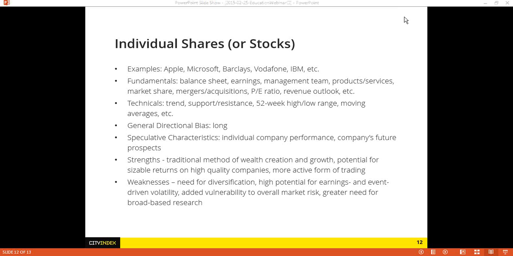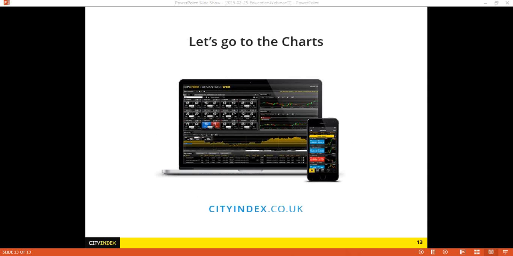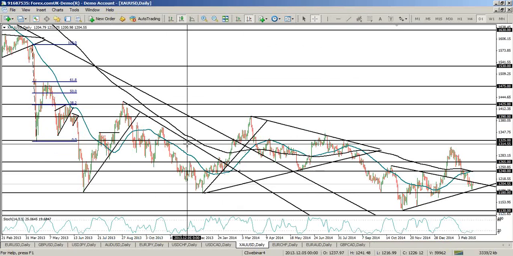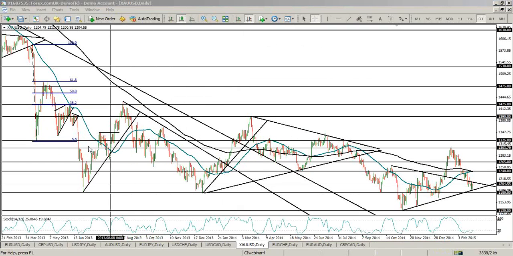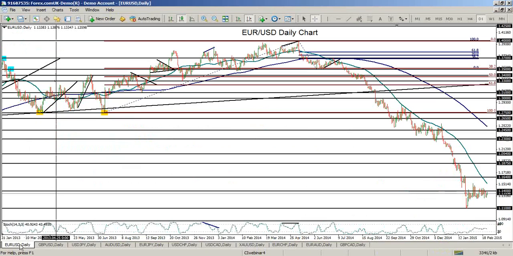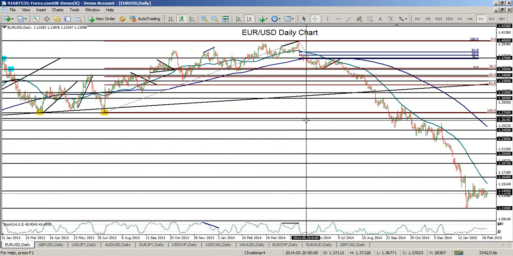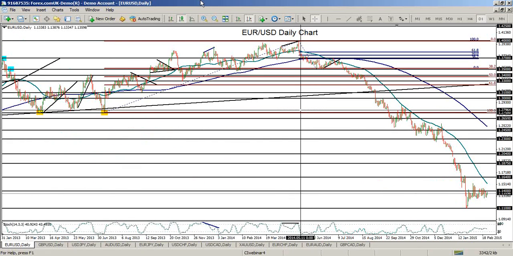Okay, let's move forward real quick. So those are the different strengths, weaknesses, and characteristics of the different markets. Let's go to the charts and just take a quick look at what we're looking at here. I'm just going to go through very quickly what I'm looking at from a technical perspective on the different currency pairs before I wrap this up.